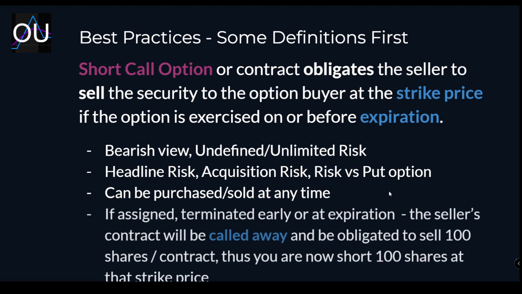It can be purchased or sold anytime. If assigned, terminated, or at earlier expiration, the seller's contract will be called away and the seller will be obligated to sell 100 shares. Thus, you are now short 100 shares at that stock price. So this is where your unlimited risk comes in. You now become short if you don't buy back your call by expiration. You can be assigned if you're in the money, and you are now short that underlying.